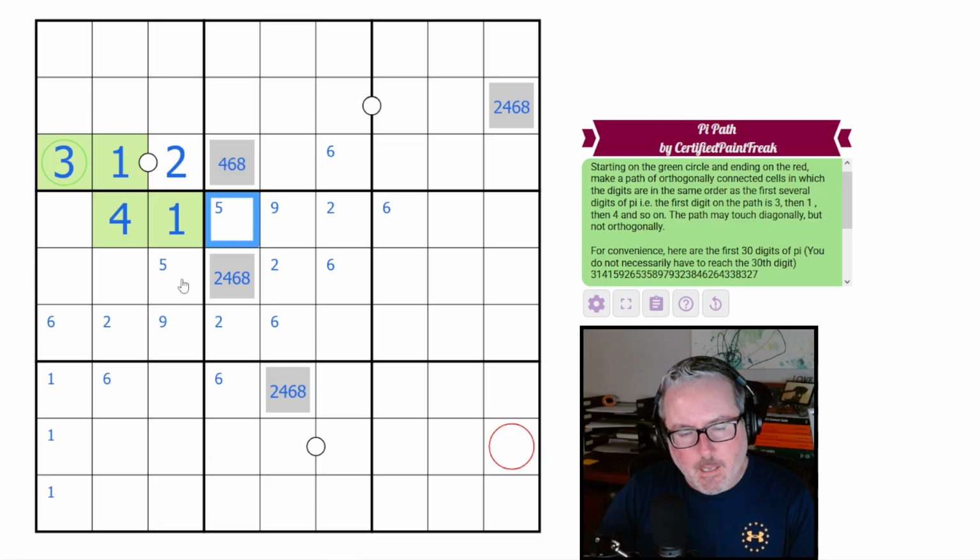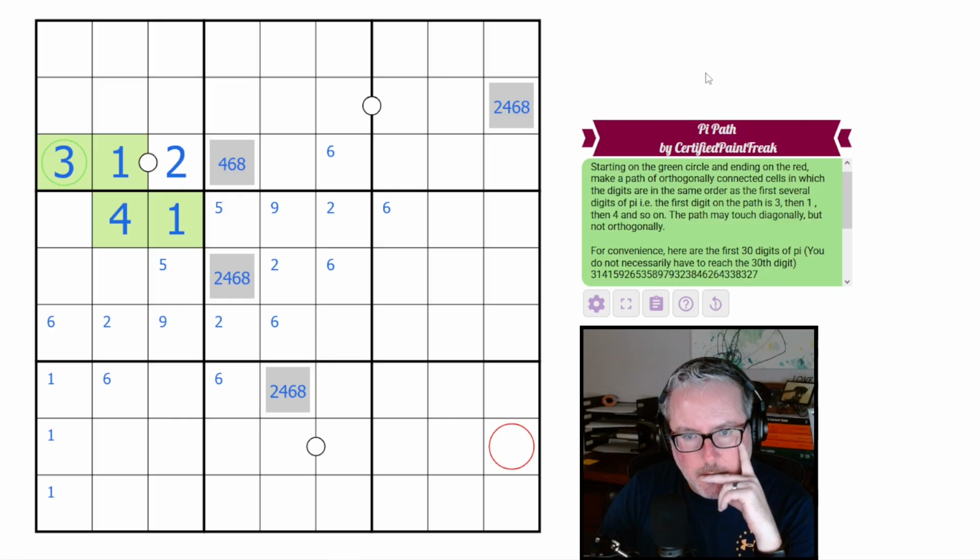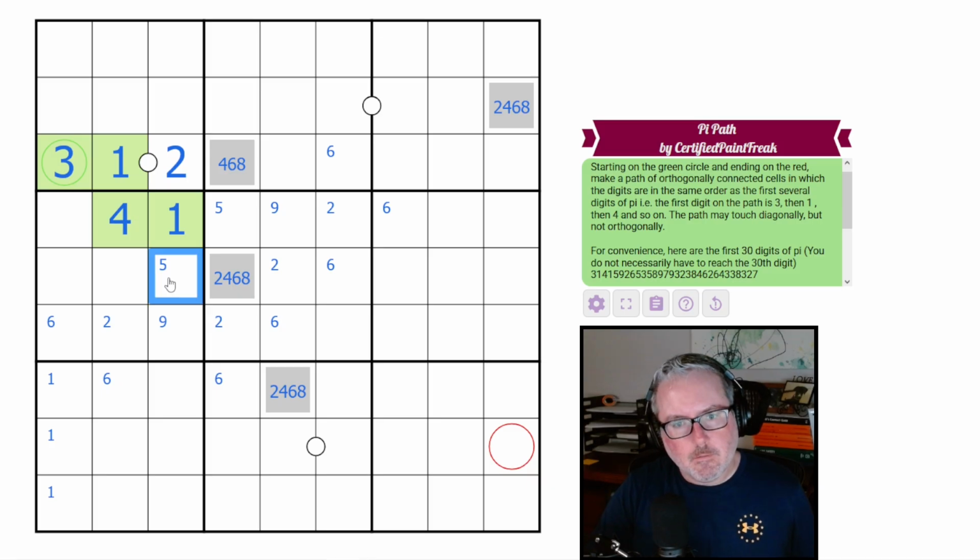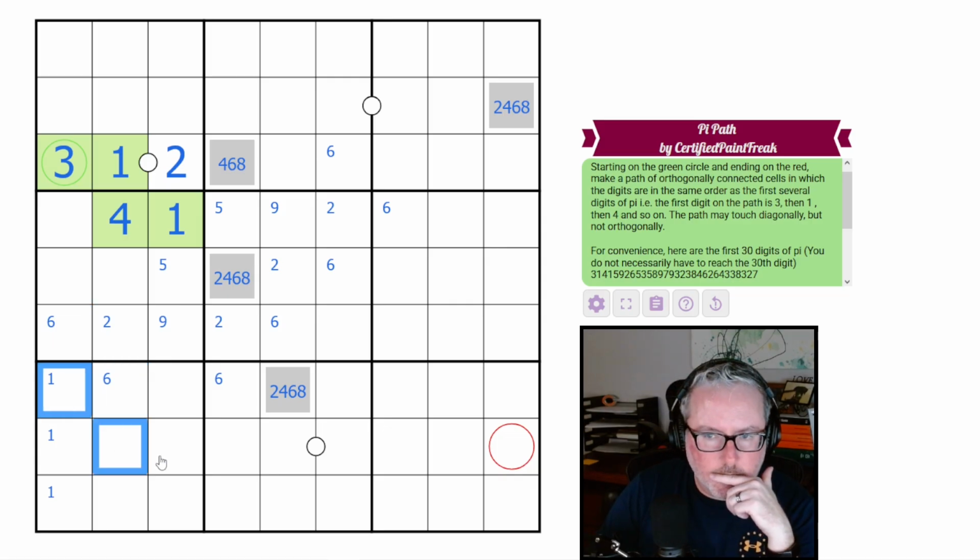I seem to remember not having as much of a problem getting going in the other puzzle we had done. Or 1, 5, 9, 2. One of these could be 6. One of these could be 5. 5, 9, 2. One of these could be 6. Could have multiple locations for 5s.